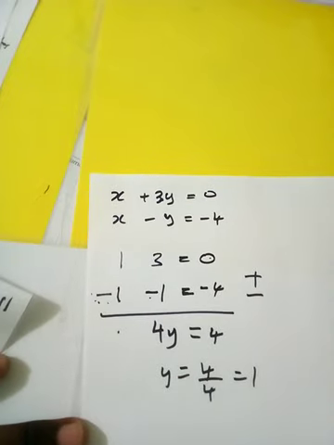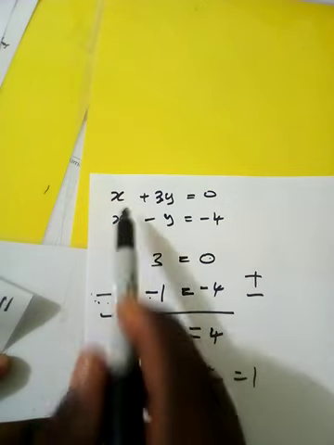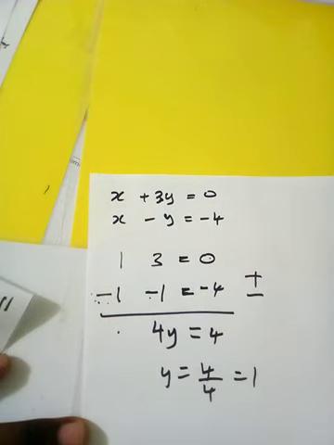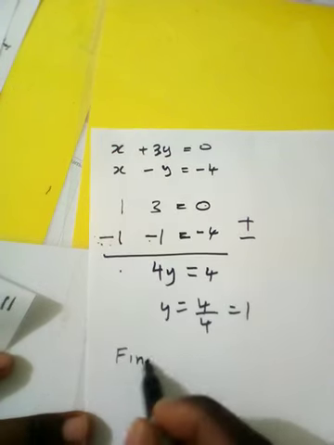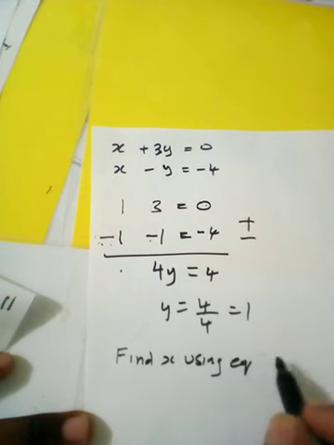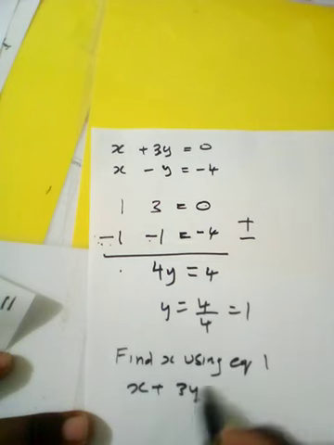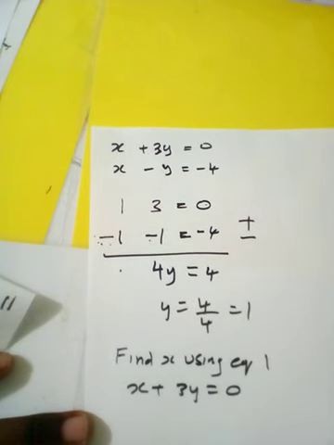So we just got 1. Now we need to find the next variable. So we select one of the equations and I say whichever is comfortable or easier to you. I'm going to use this one, the positive one. So obviously I'm going to find x now. So find x using equation 1. What is equation 1? x plus 3y equal 0.